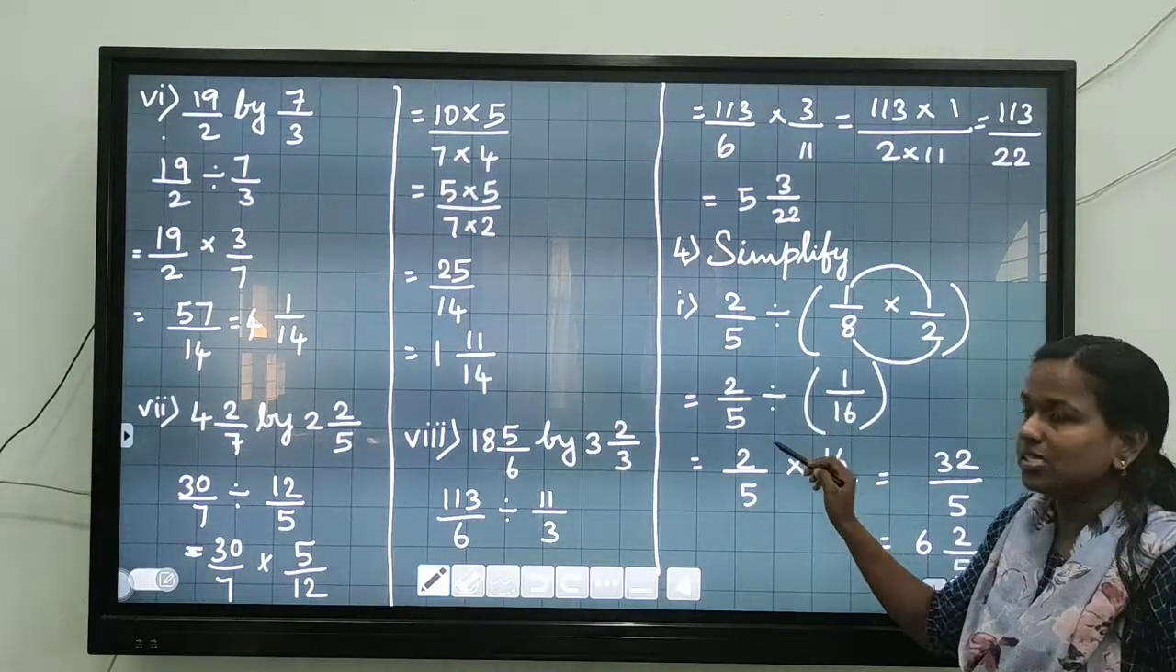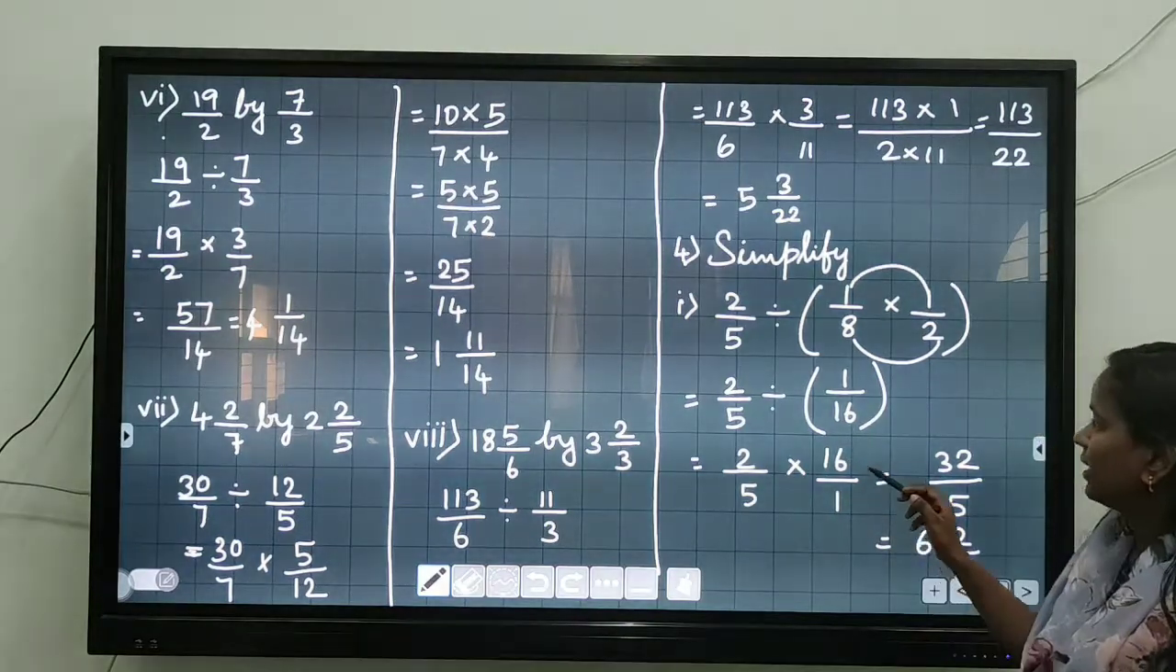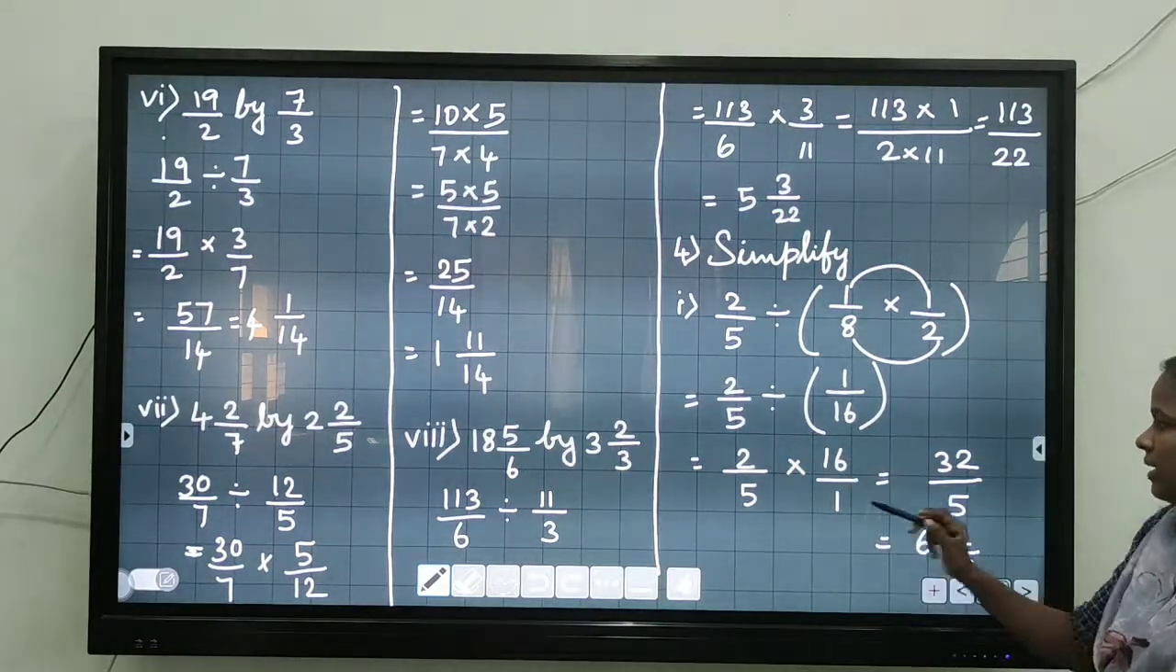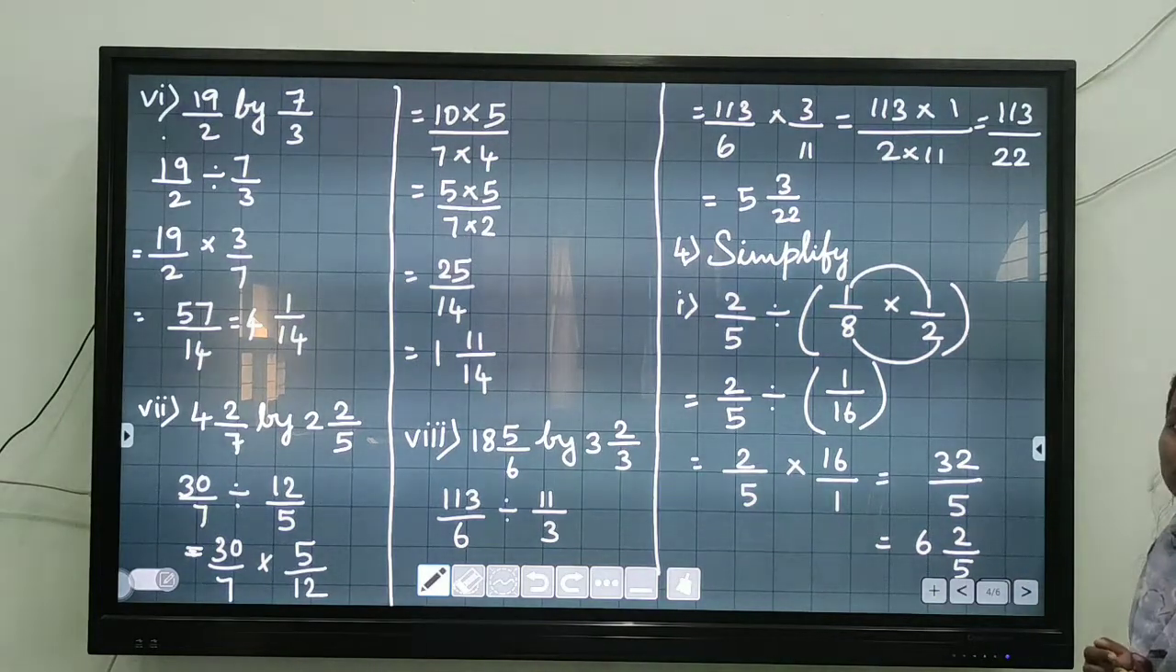So next term I am changing the division as multiplication. Then reciprocal of this term. So I will get 16 2s are 32 divided by 1 5s are 5. If you change this one into mixed fraction, you will get 6 of 2 by 5.